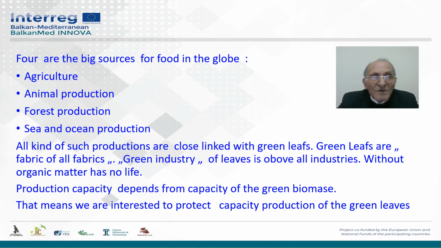There are four big sources of food in the globe: agriculture, animal production, forest production, and sea and ocean production. All kinds of such production are closely related to green leaves. Green leaves are the fabric of all fabrics, as I mentioned above. The green industry of the leaves is above all industries. Without organic matter, there is no life.